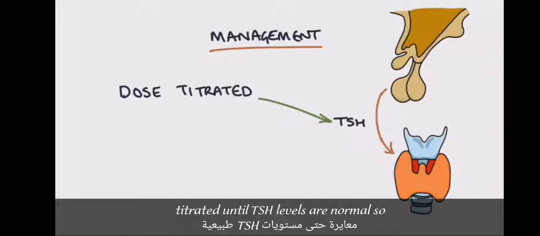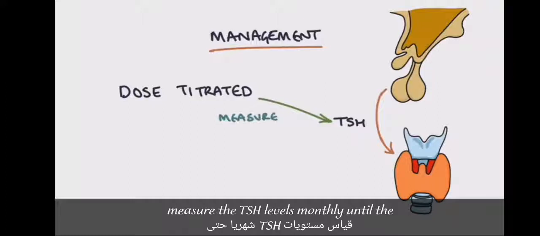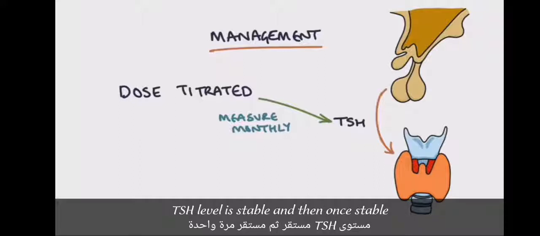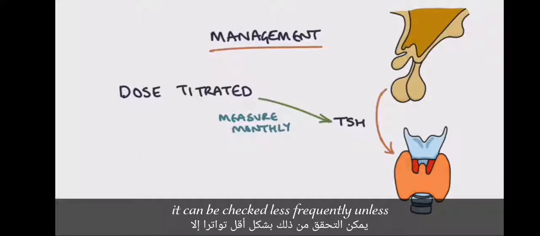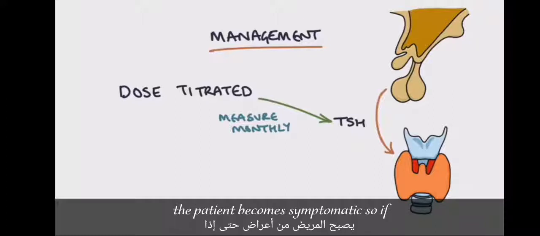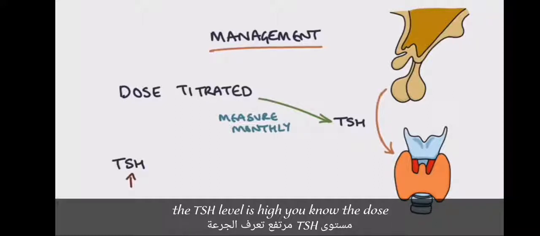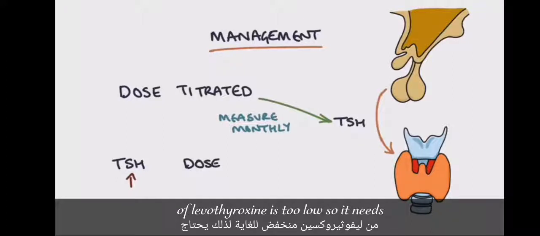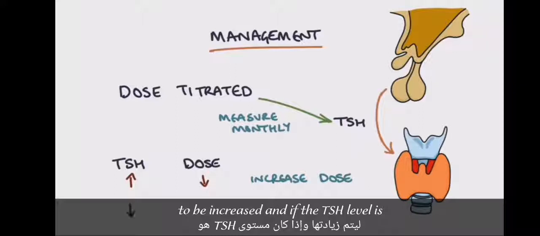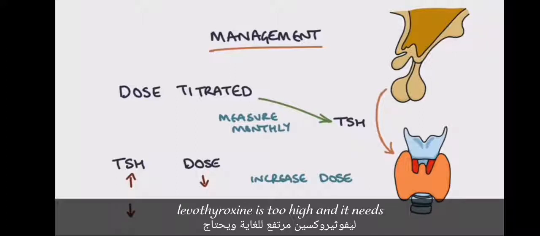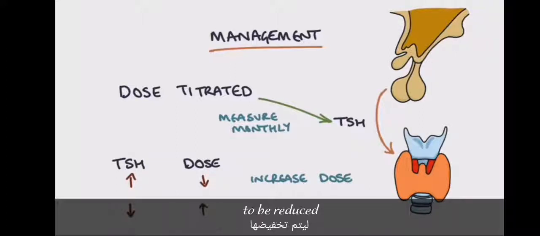So when you start levothyroxine, initially measure the TSH levels monthly until the TSH level is stable. And then once stable, it can be checked less frequently unless the patient becomes symptomatic. So if the TSH level is high, you know the dose of levothyroxine is too low, so it needs to be increased. And if the TSH level is low, you know that the dose of levothyroxine is too high and it needs to be reduced.